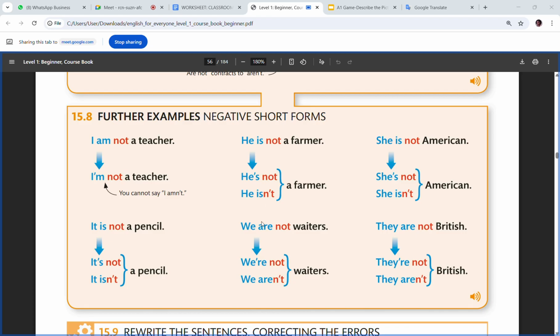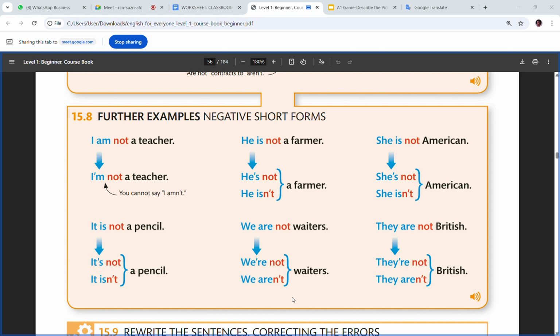He is not becomes "isn't", or "he's not", right? She is not becomes "she's not" or "she isn't", right? It is not a pencil becomes "it's not". So here it's important to put the apostrophe in the right place. All the time, you need to put the apostrophe in the right place. And then "we are not waiters" becomes "we aren't waiters", right?